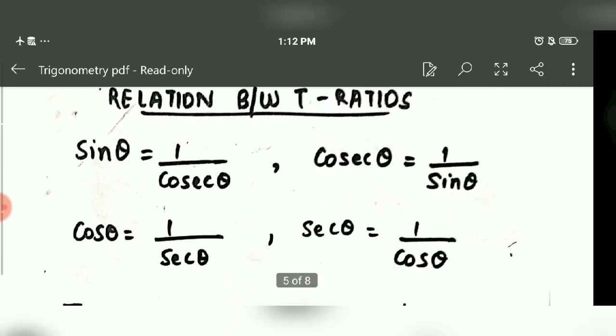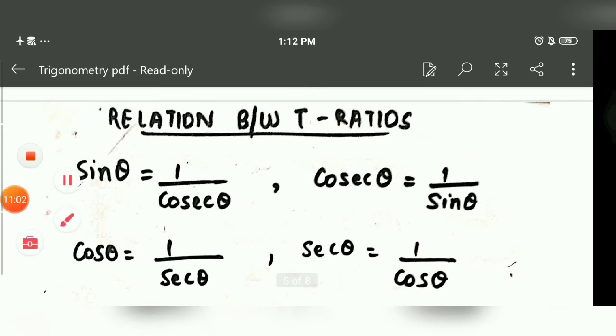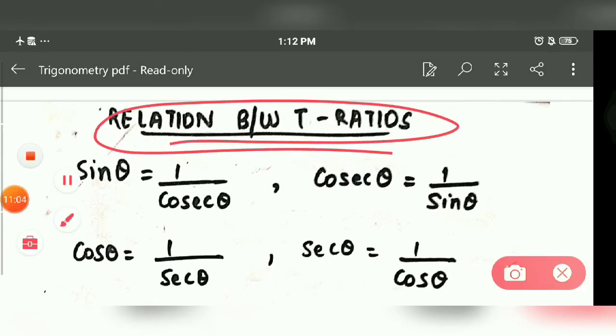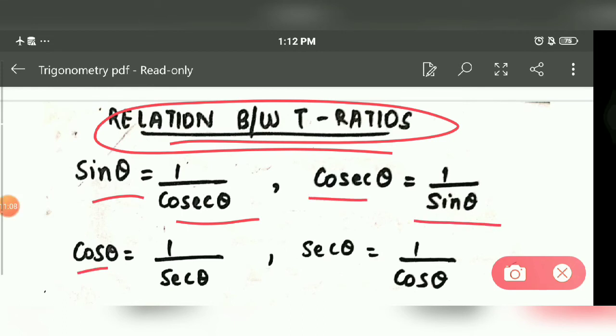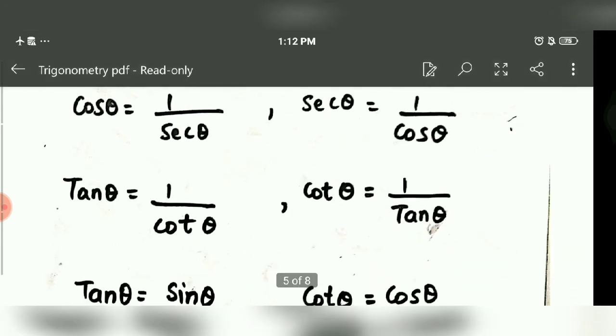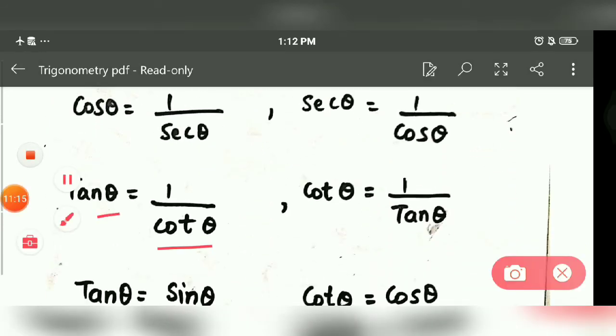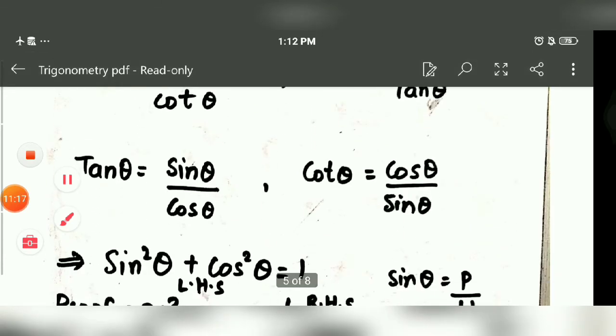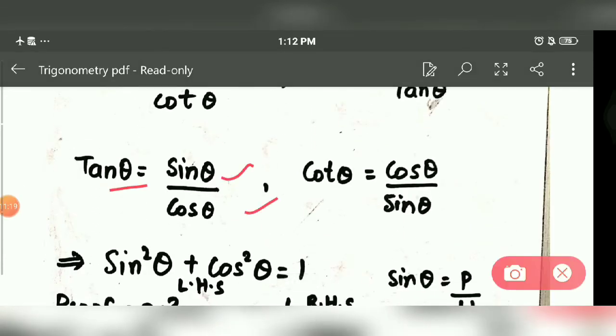Now next, relation between T ratios. Sine is the reciprocal of cosecant and cosecant is the reciprocal of sine. Cos is the reciprocal of secant, secant is the reciprocal of cos. Tan is the reciprocal of cot, cot is the reciprocal of tan. Tan is sine theta by cos theta, cot is cos theta by sine theta.